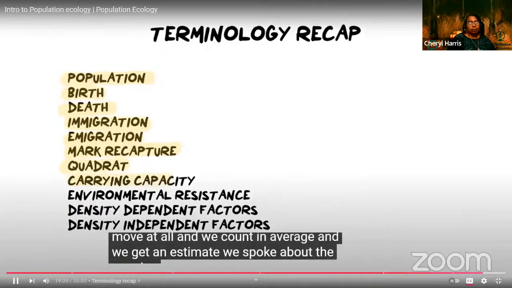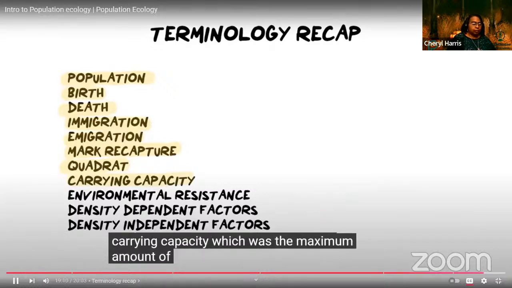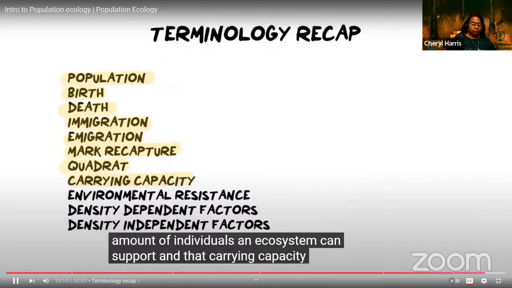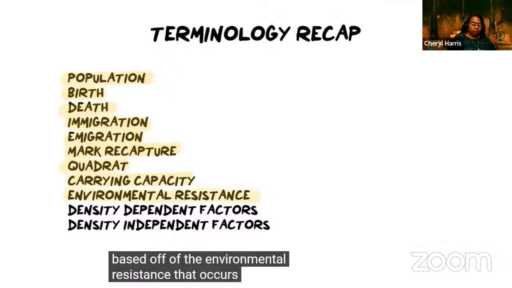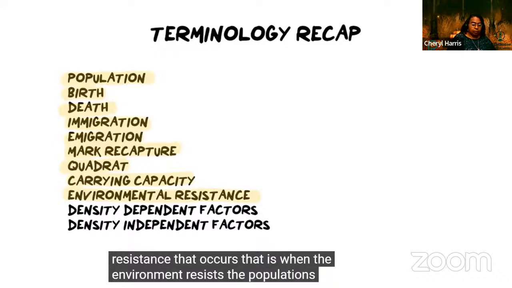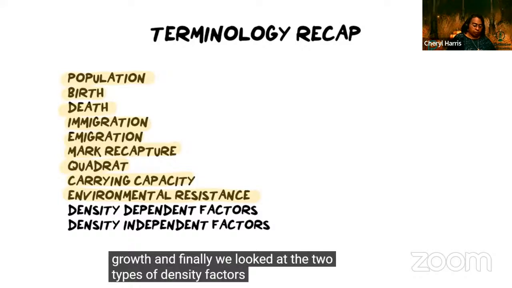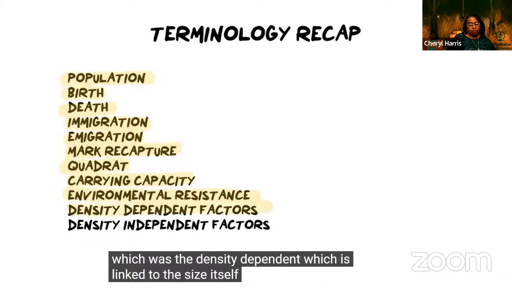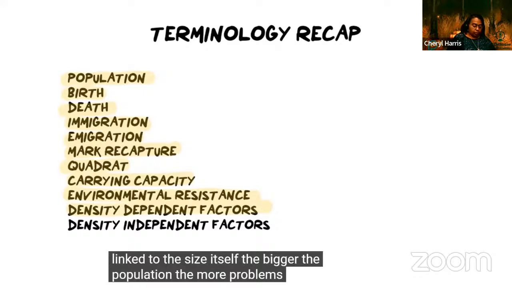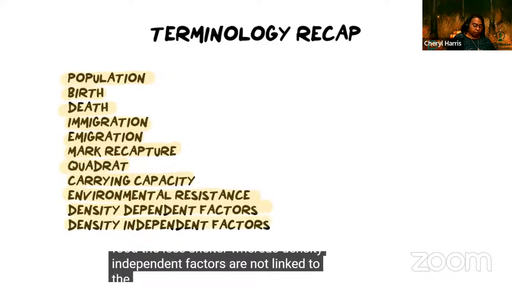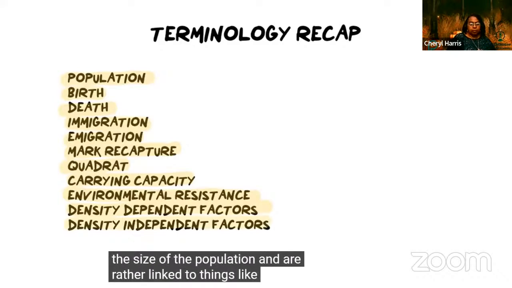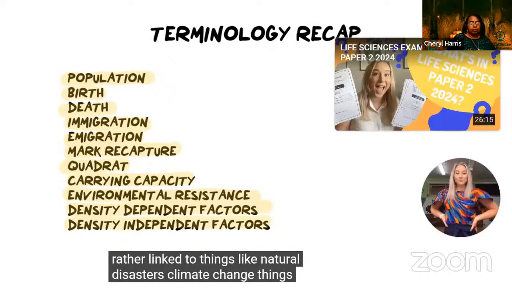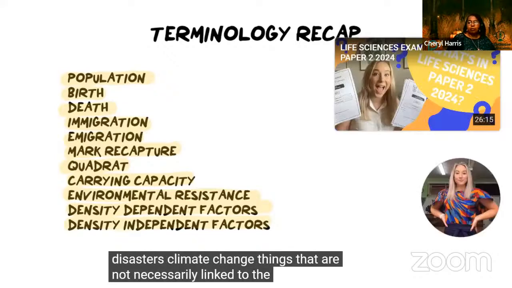We spoke about the carrying capacity, which was the maximum amount of individuals an ecosystem can support, and that carrying capacity is based off of the environmental resistance that occurs. That is when the environment resists the population's growth. And finally, we looked at the two types of density factors that can influence the size of the population, which was the density dependent, which is linked to the size itself. The bigger the population, the more problems, the less food, the less shelter. Whereas density independent factors are not linked to the size of the population and are rather linked to things like natural disasters, climate change, things that are not necessarily linked to the size of the population.